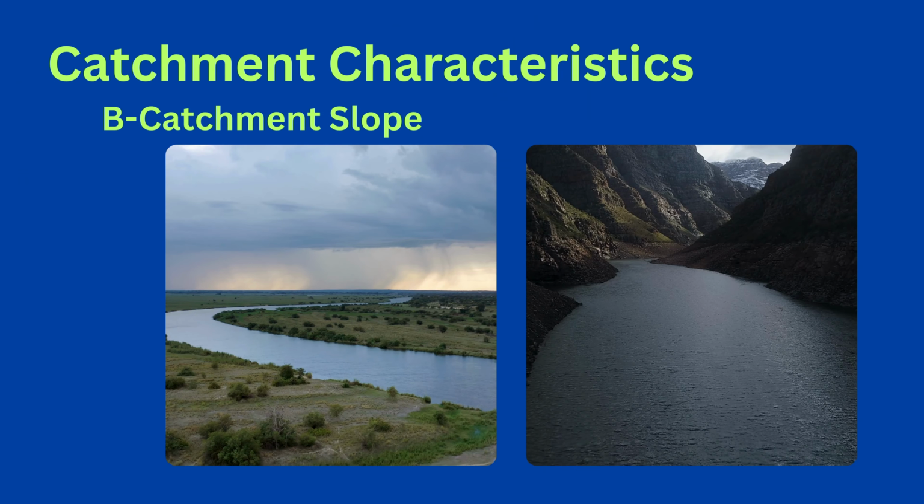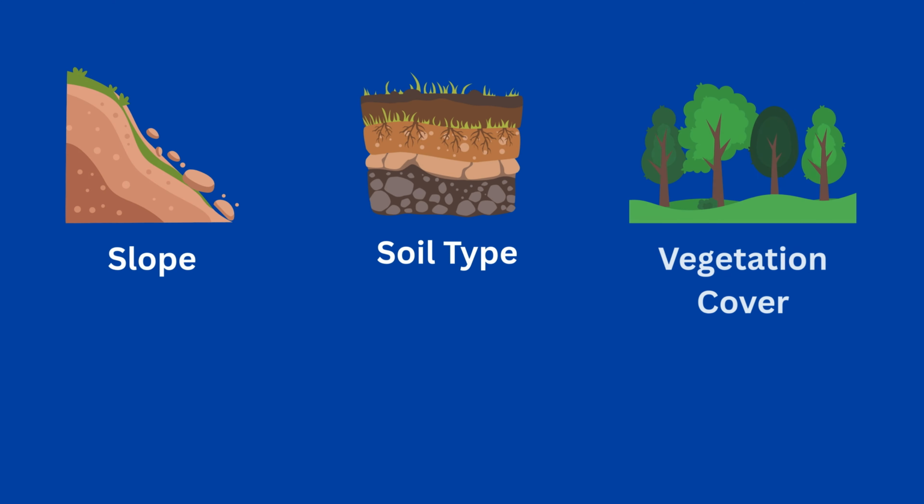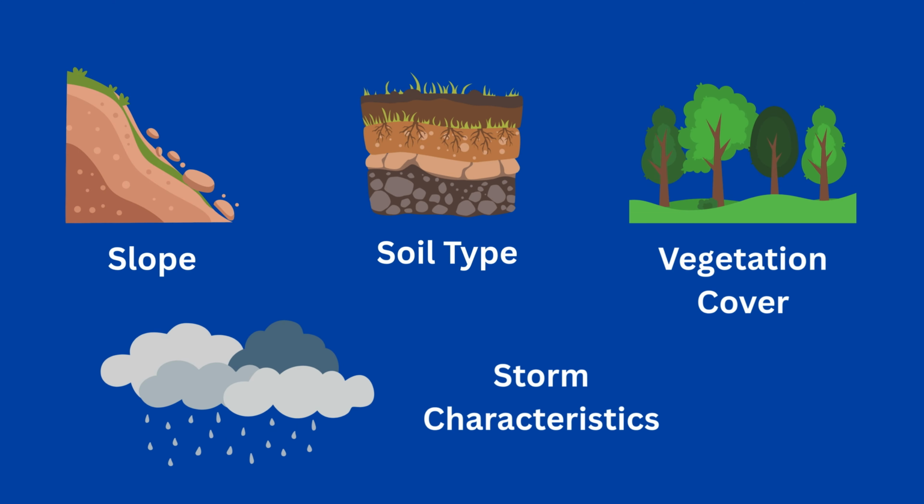So next time you see a river rise after rain, remember it's not just the storm you are watching, it's the entire catchment, the slope, the soil type, the vegetation cover, and the storm characteristics, all working together in a dance of physics and nature. Understanding that physics helps us to predict floods, manage our water resources, and plan our cities wisely. And this is just the beginning.